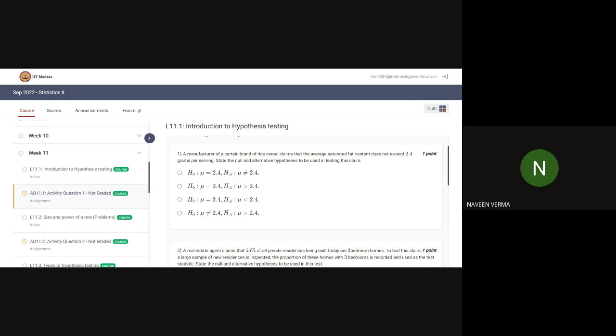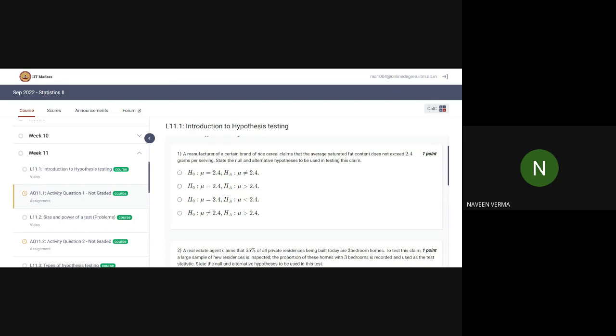Why equal to 2.4? Because we want to check for 2.4. That's what I said: we always keep the simple hypothesis in the null. So let's say I am saying it is 2.4, and I want to check that this does not exceed 2.4, right? So does not exceed 2.4 means I want to check that this is less than 2.4.